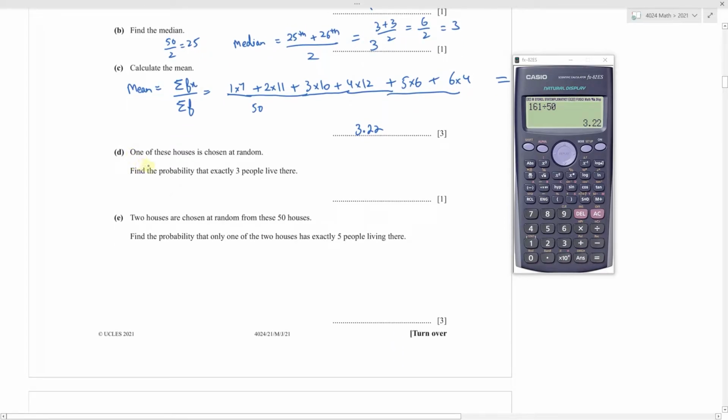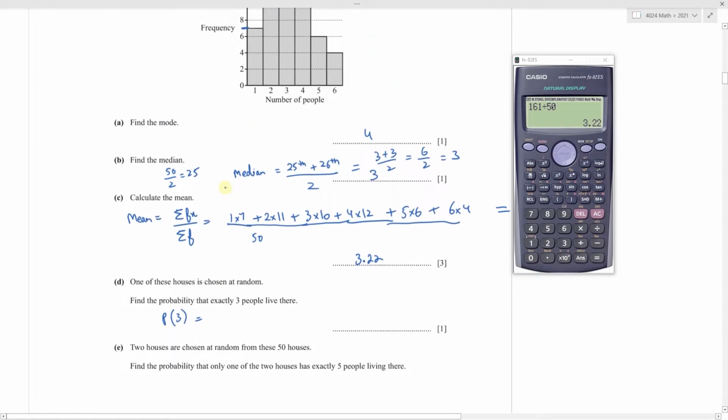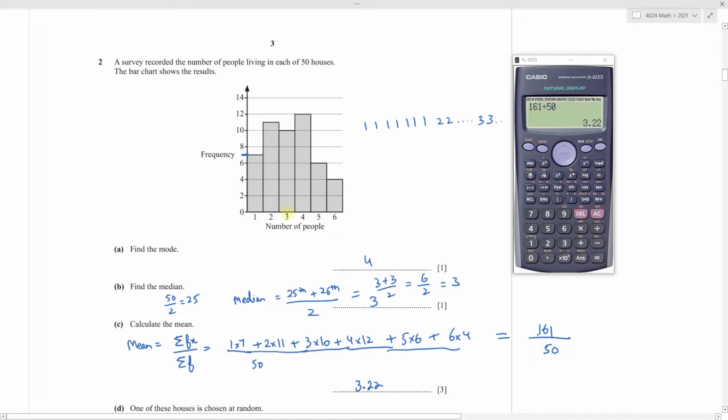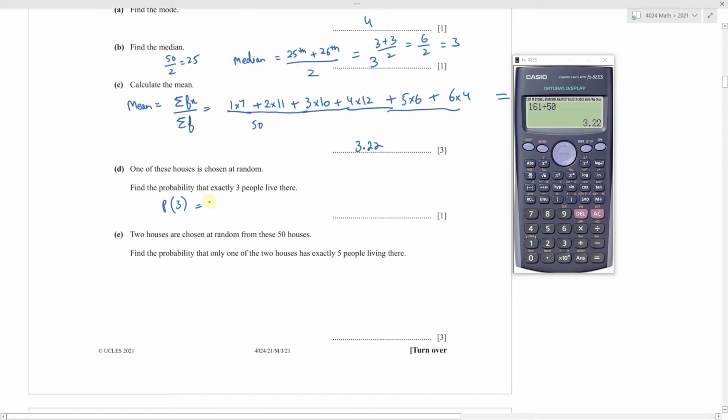Part D: one of these houses is chosen at random. Find the probability that exactly 3 people live there. So you have to find the probability that the house you chose has 3 people. The probability will be how many houses have 3 people: the frequency is 10, and the total is 50. So this will be 10 divided by 50, which is 1 over 5. The probability is 1 over 5.